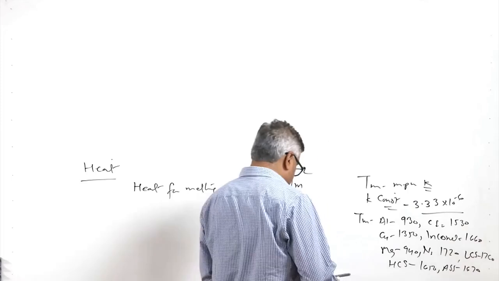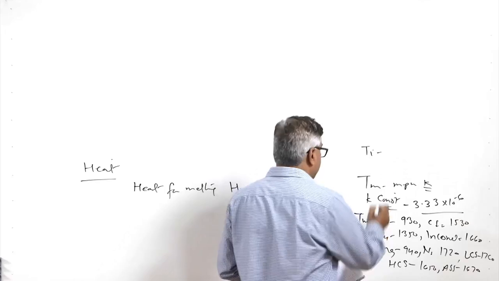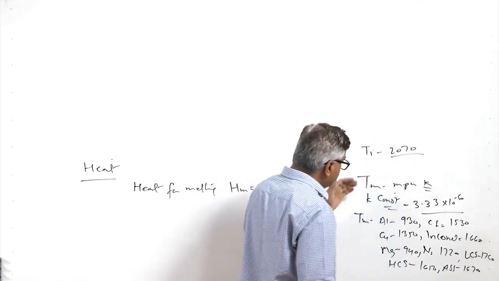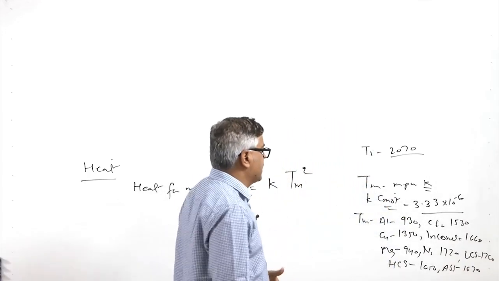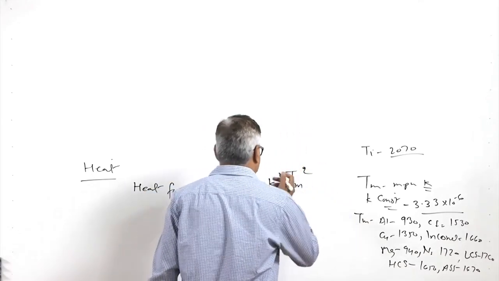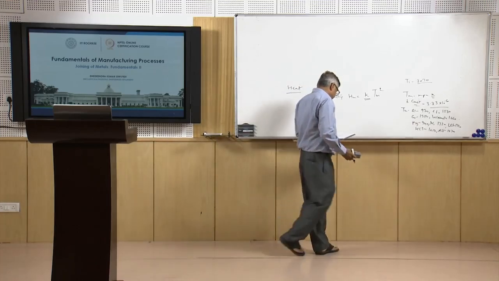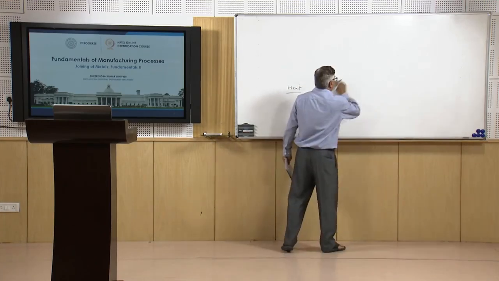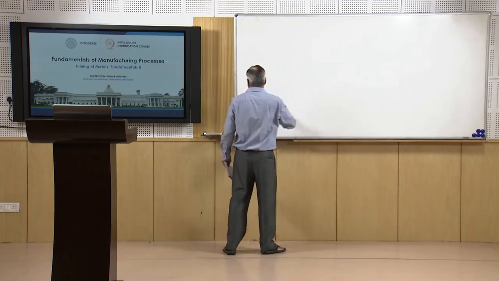Lastly, for titanium, which is much higher, it is 2070. So, these are the Tm values, the melting point temperatures in Kelvin scale for the different metal systems, and by using this we can calculate the amount of heat that will be required for the melting purpose.